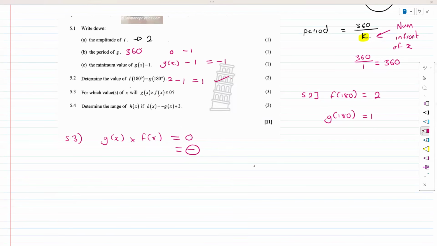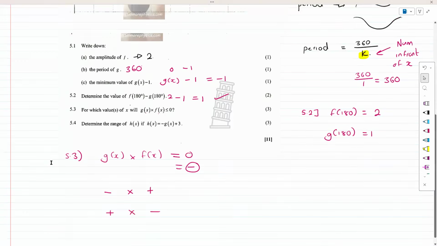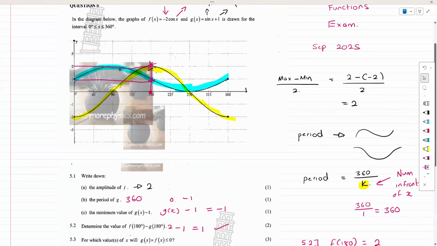How do we get a negative number? To get a negative number, we need to have a minus multiplied by a positive, or a positive multiplied by a minus. So we just need one graph to be above the x-axis, one graph to be below the x-axis. So let's look at this. I'm removing all of this nonsense.